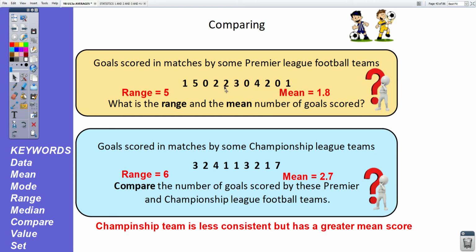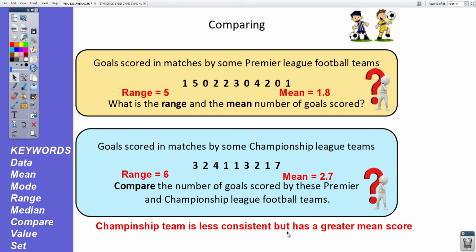So, in the yellow box, the Premier League teams, their range was 5, which was 5 take away 0. Their mean was 1.8. Add them all up and divide by how many games they played. In the blue box, for the Championship League, their range was 6 and their mean was 2.7. So, the Championship team is less consistent. They're less consistent because their range was higher than the range of Premier League football teams. Only slightly higher, but it's still enough to say that their scoring is less consistent.